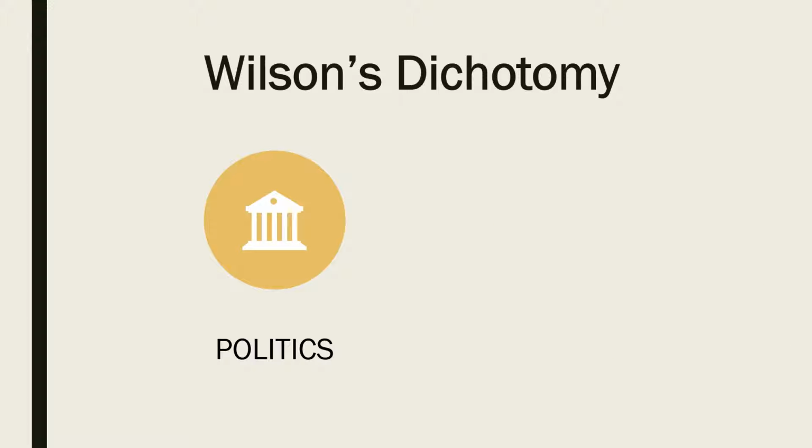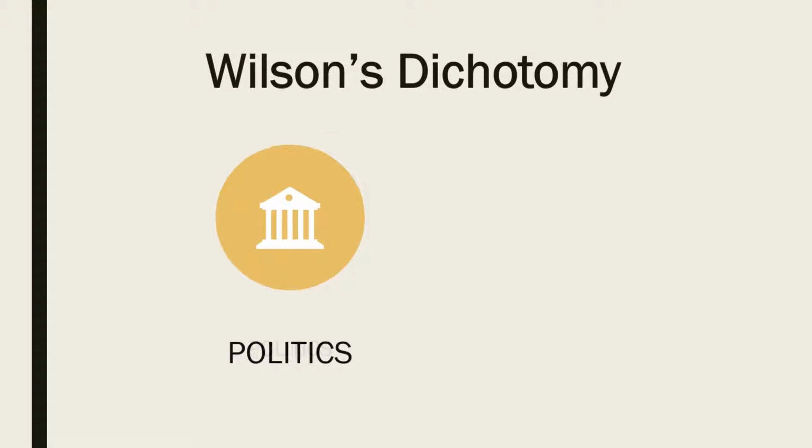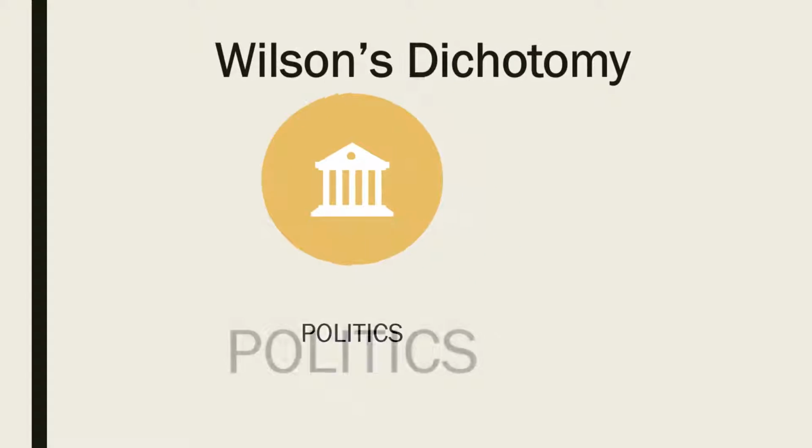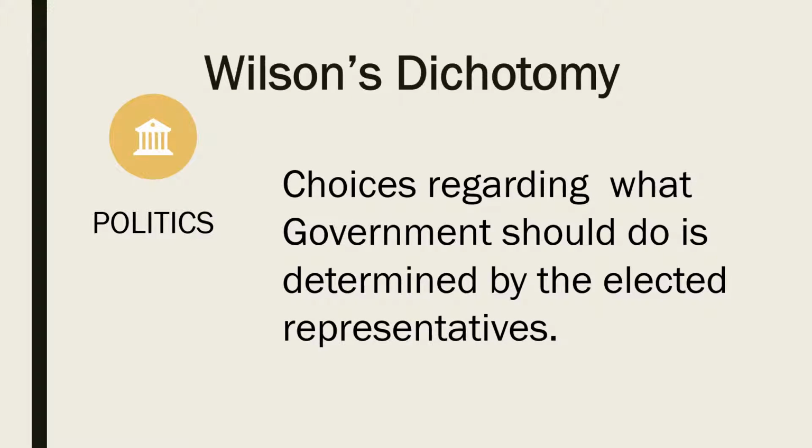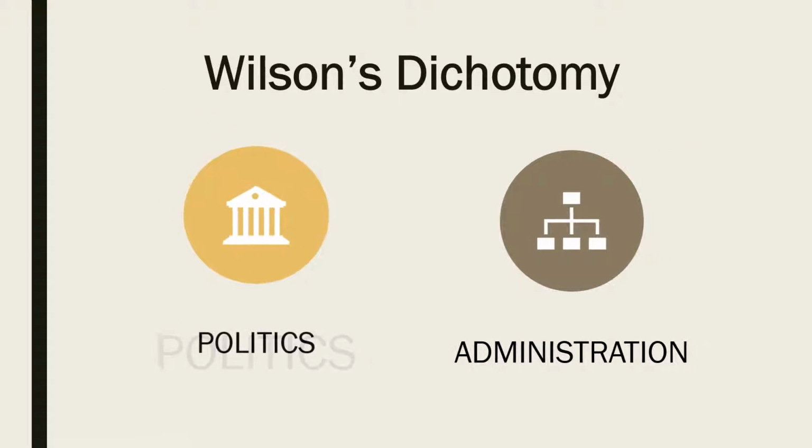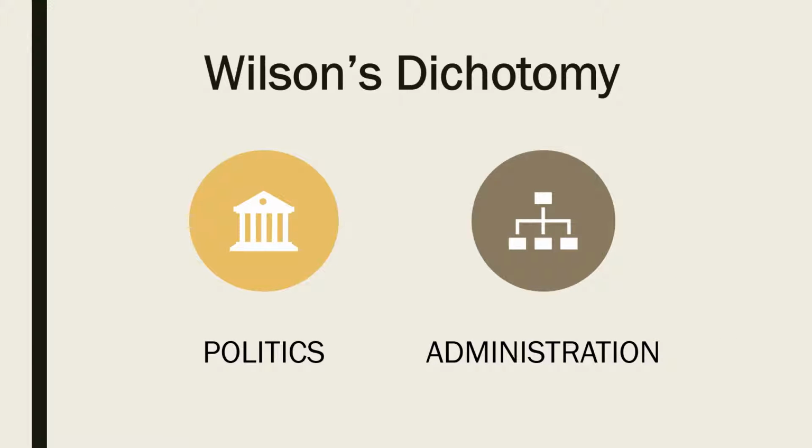Let's start with the politics side of the dichotomy. Wilson says that it is the politics side in which choices regarding what government should do are determined by the elected representatives. Now let's take a look at what the administration side looks like.